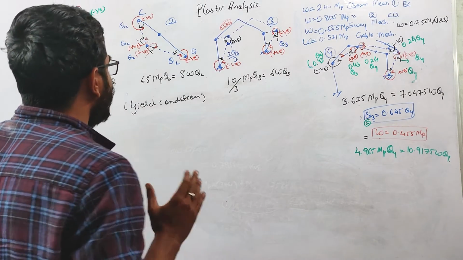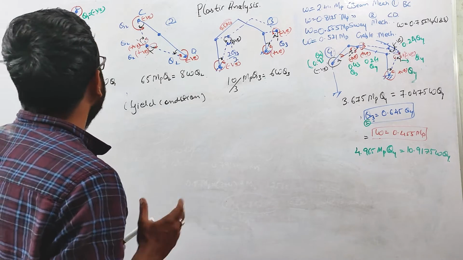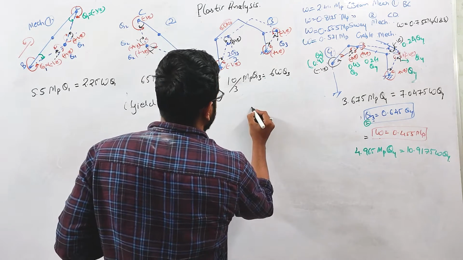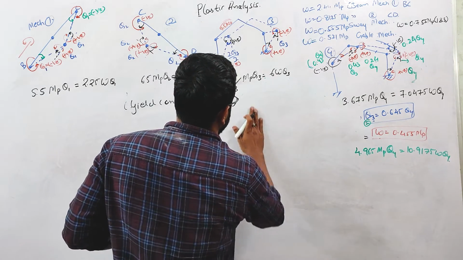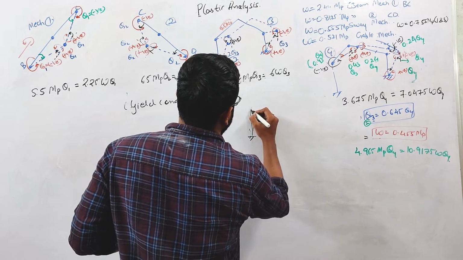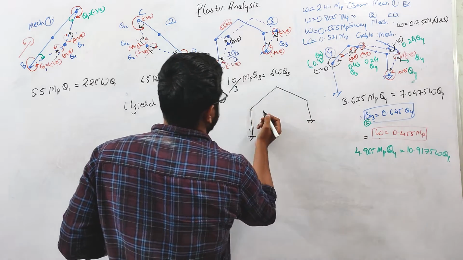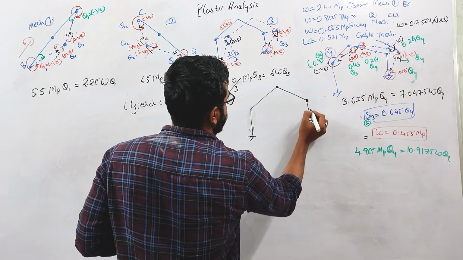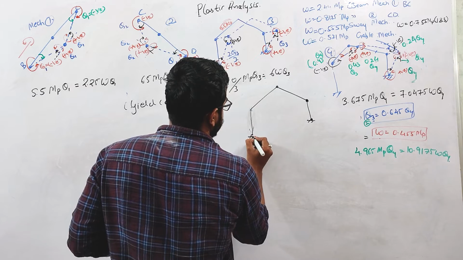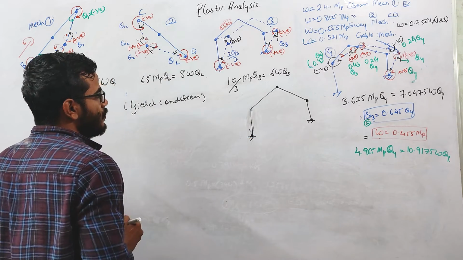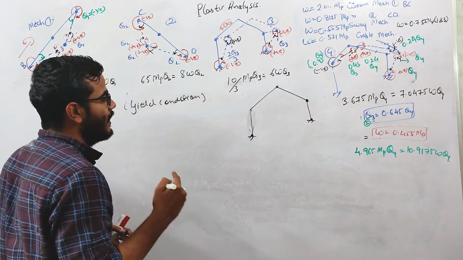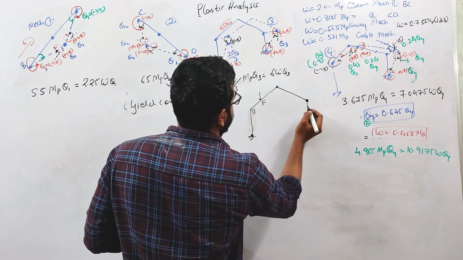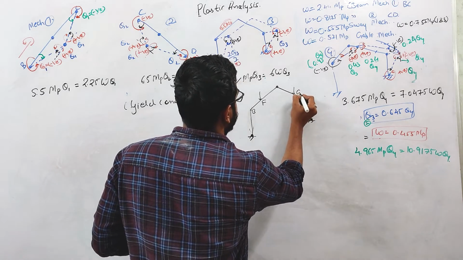So we will be checking the yield condition at the critical points. Critical points will be the B point, where the moment will be maximum. At this point there is a plastic hinge. So for the yield condition to be satisfied, we will be checking the moment at this B point, at this F point, and at this G point.